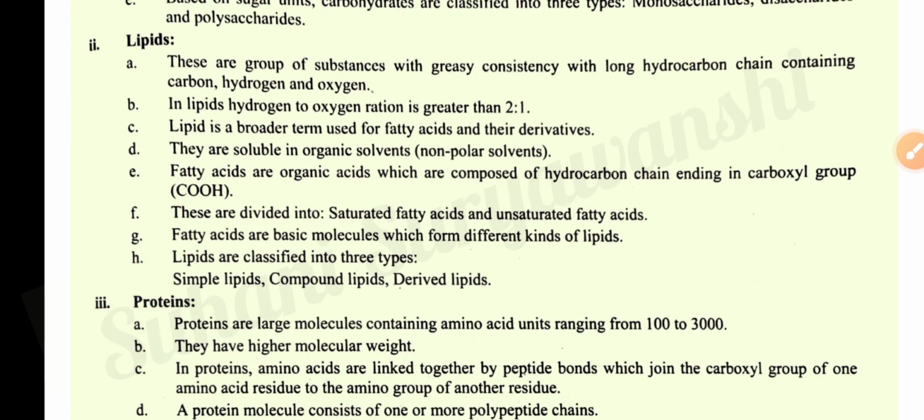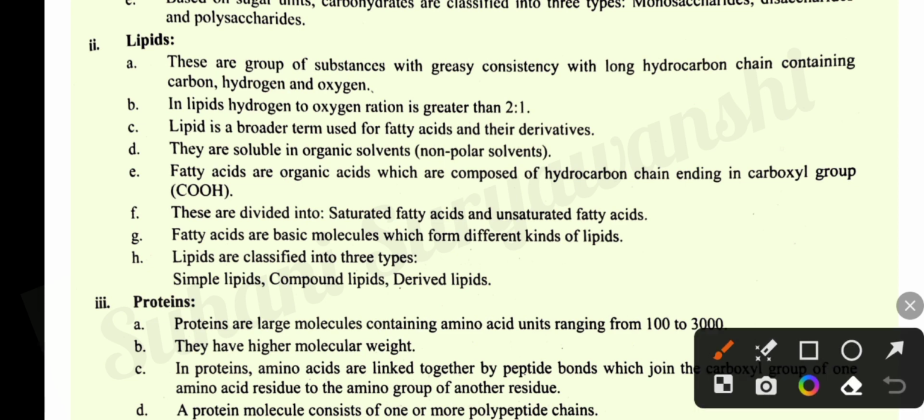Second, lipids. These are a group of substances with greasy consistency with long hydrocarbon chains containing carbon, hydrogen and oxygen. In lipids, the hydrogen to oxygen ratio is greater than 2:1. Lipid is a broader term used for fatty acids and their derivatives. They are soluble in organic solvents, that is, non-polar solvents.